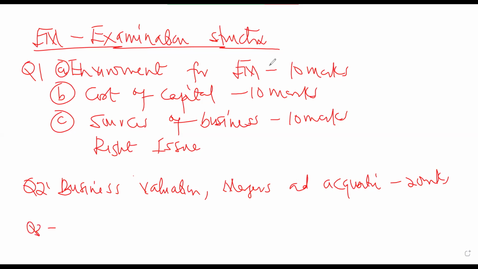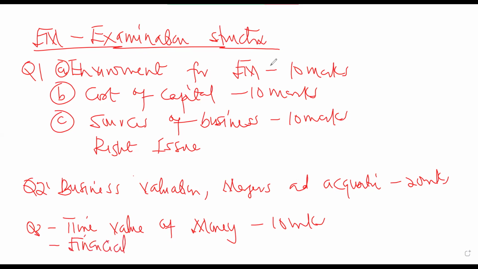Question number 3 will be time value of money. That will be 10 marks. And for the time value of money, they have so many options to ask you a question on. It can be on compound interest, it can be on annuity, it can be on sinking fund, or it can be on loan amortization. Then the B part of that will be financial risk management. Okay. And the financial risk management under question number 3 can be a theory question or a calculation, but mostly it's a calculation question for 10 marks.